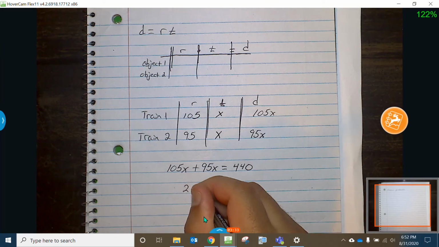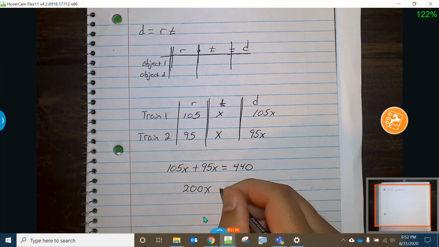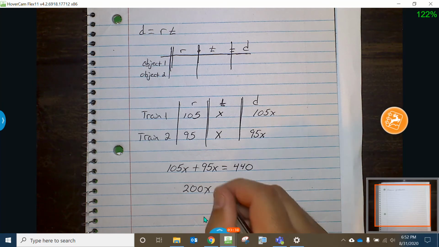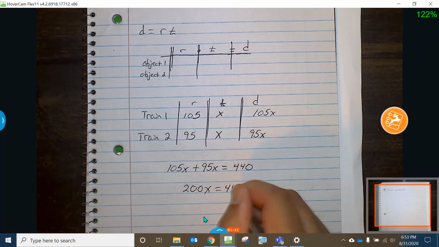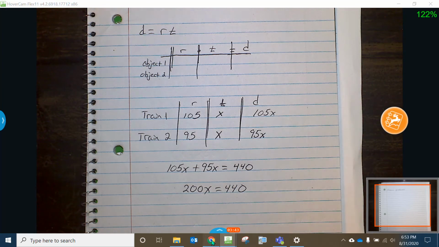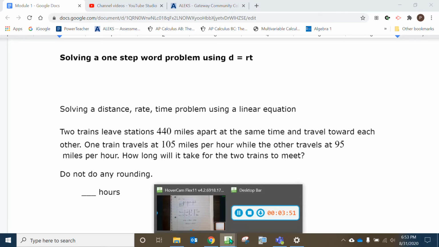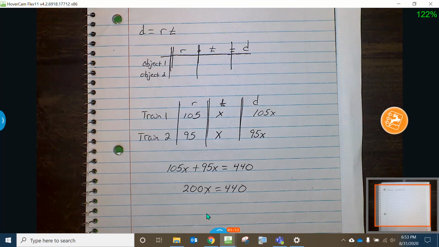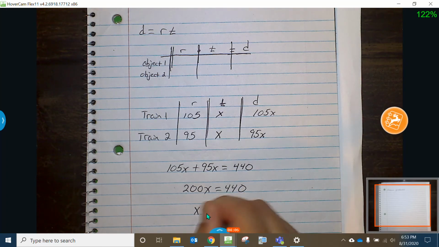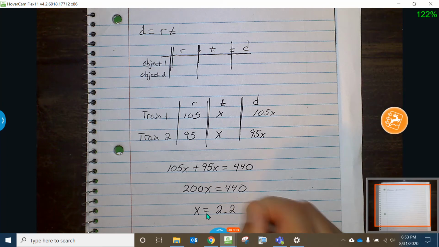So we get 200x, since 105 plus 95 is 200, equals 440. Okay, it says do not do any rounding. How long will it take for the two trains to meet? So we're going to divide both sides by 200. So 440 divided by 200, and we get x equals 2.2 hours.